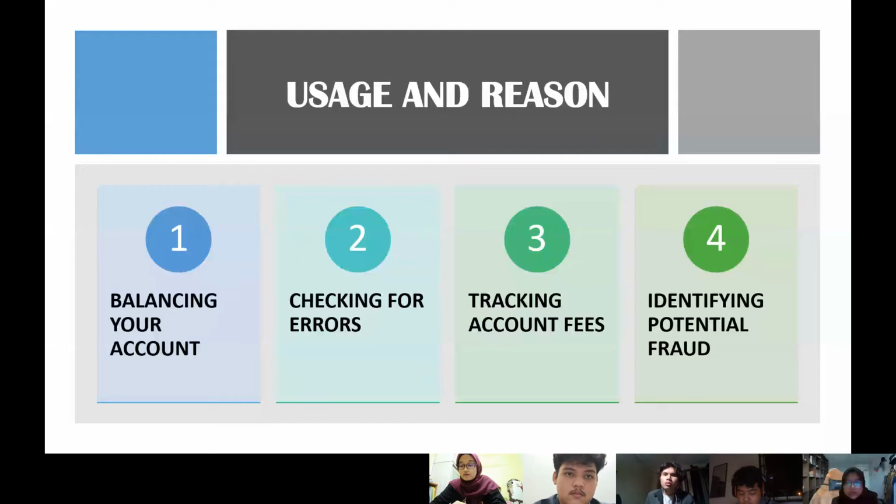The reconciliation helps you verify that the fees and charges from your bank or credit union are valid and in accordance with your account terms. The last one, identifying potential fraud. The statement shows all of the fees charged by your financial institution. These fees often are not tracked by the consumer since they are added by the bank based on the use of the account. Reconciliation helps you verify that the fees and charges from your bank or credit union are valid and in accordance with your account terms.